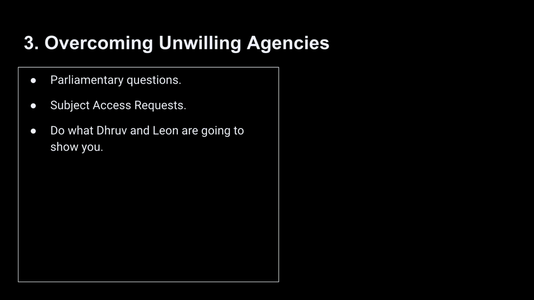The first one that we've done is parliamentary questions. So most European countries have a mechanism where legislators can ask the government for data or statistics, and the government is legally obliged to answer them. So what we've done in Germany is ask a legislator who was sympathetic for what we were trying to do, to ask the government for data that they wouldn't give us.